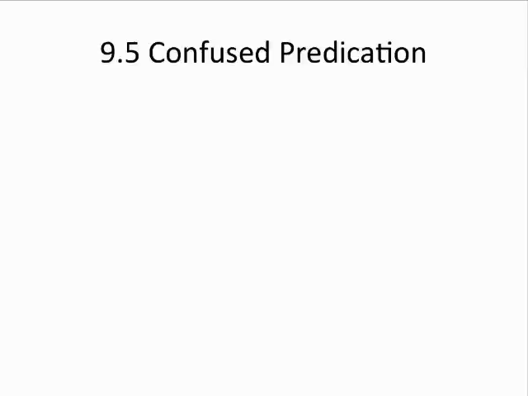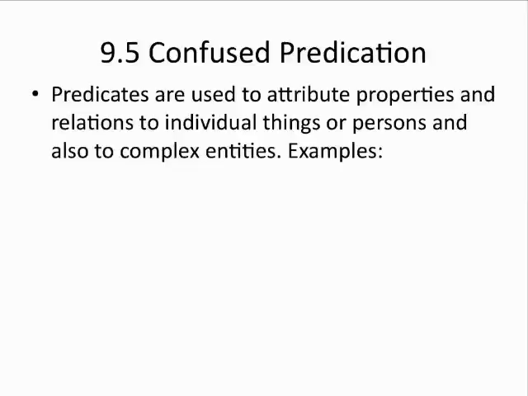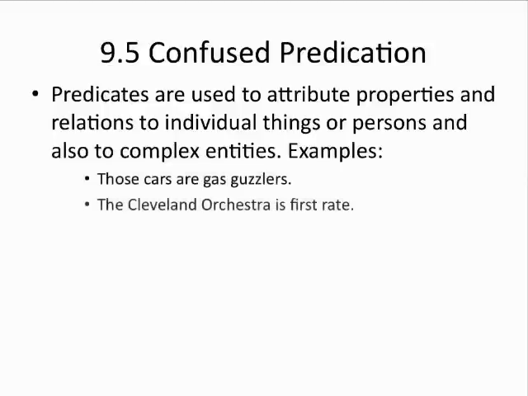We'll now look at the third source of the fallacies of unclear language, namely confused predication. A predicate is a quality or an attribute of a subject that usually follows the verb in a sentence. Here's some examples. Those cars are gas guzzlers. The predicate is gas guzzlers. The Cleveland Orchestra is first rate. The predicate here is first rate. My new computer is well designed. The predicate is well designed.